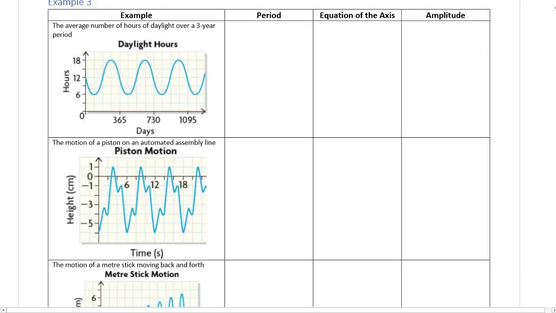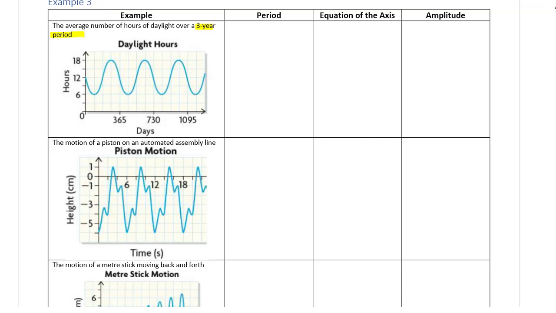Okay, rolling along, looking at example 3. We're just going to look at 3 more examples from your textbook. Just looking at scenarios that can be periodic, which means they repeat, right? So another one is the daylight hours. This is a really good one. This shows the average number of hours of daylight over a 3-year period.